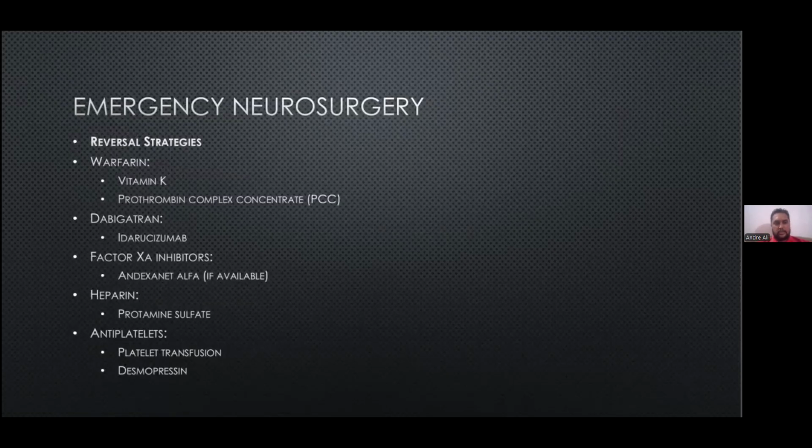So for emergency surgeries, because not all our patients will be elective cases, we have to reverse any anticoagulation that they may be on. So for example, if the patient is on warfarin, we can give fresh frozen plasma starting at around 2 units and vitamin K around 10 to 20 milligrams IV at a rate of around 1 milligram per minute as soon as possible.